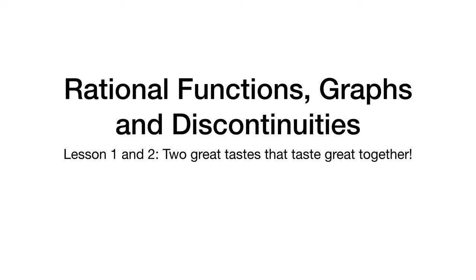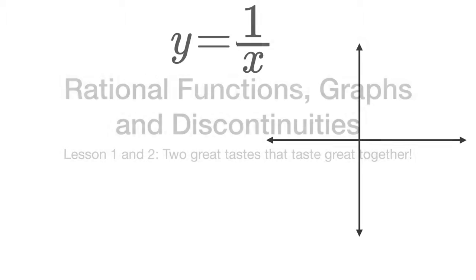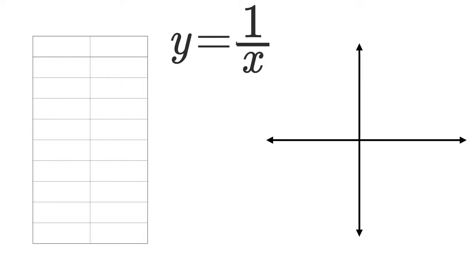So today we're going to talk about rational functions, graphs, and discontinuities. So we're going to start by talking about the parent function, 1 over x. For this case, we have x and y values, and I'll give you an x, and then we'll figure out the y. So if I plug in negative 2 into 1 over x, I get negative 1 half.